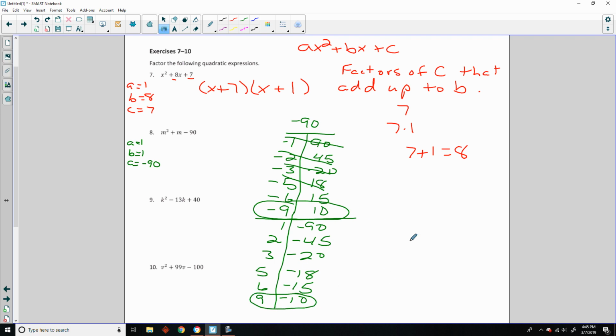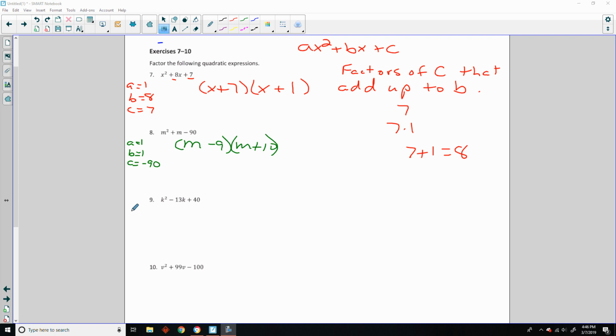And then we have to find the sign. So none of these will work. So it's negative 9 times 10 is negative 90, and negative 9 plus 10 is positive 1, so that's the one we use. So then we just write the variable, m minus 9, m plus 10. Okay, and that's how we do these larger ones.